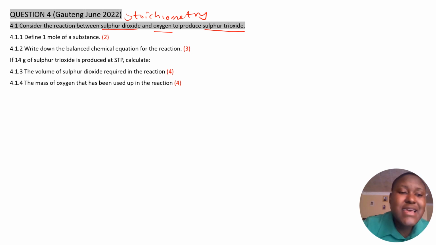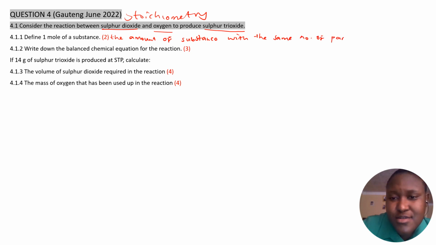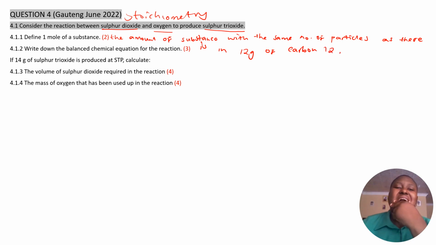What is 1 mole? In grade 10 and grade 11, you've been taught that a mole is basically the amount of substance with the same number of particles as there is in 12 grams of carbon-12. That is the definition of a mole. So that was 1.